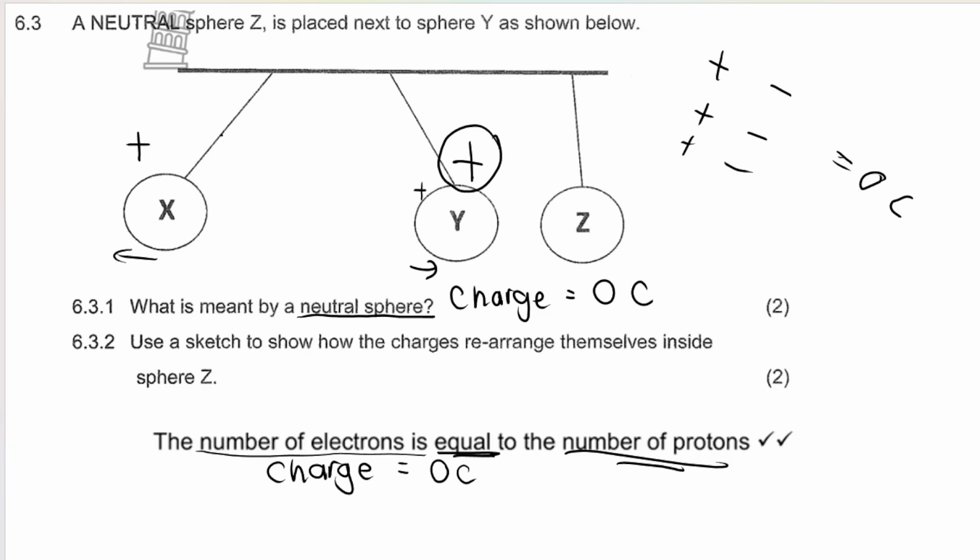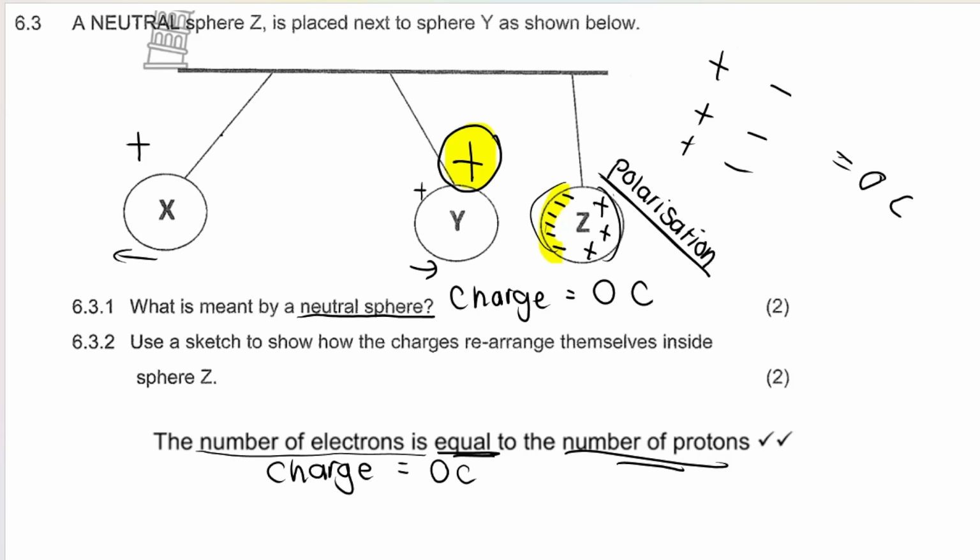So what it means is the electrons on sphere Z will get attracted to Y. Why does it get attracted? Because remember, Y is positive. So the positive sphere Y attracts all the negative electrons on Z. It leaves this side of the sphere more negative and this side of the sphere more positive. And basically, grade 10s, this is called polarization. So if they ask what the phenomenon is called, it's called polarization, because this is the negative pole and this is the positive pole.